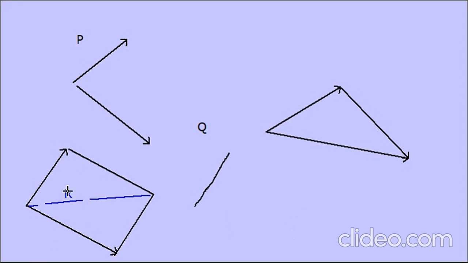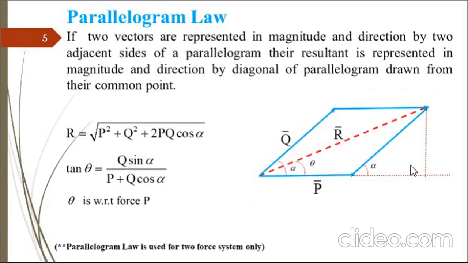And this resultant R is drawn from this common point of the two forces, that is P and Q. Now, in the parallelogram, if we apply some geometrical and trigonometrical rules, then finally we get this formula to determine the resultant: R equals the square root of P squared plus Q squared plus twice PQ cos alpha, where alpha is the angle between the two forces P and Q.